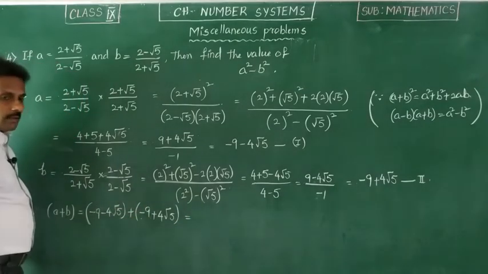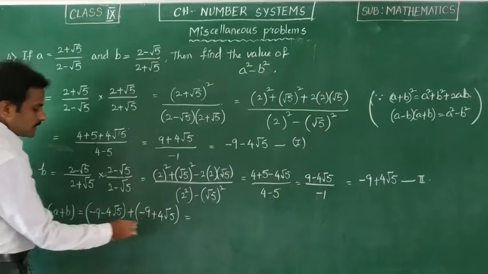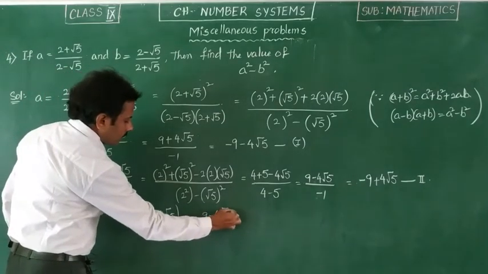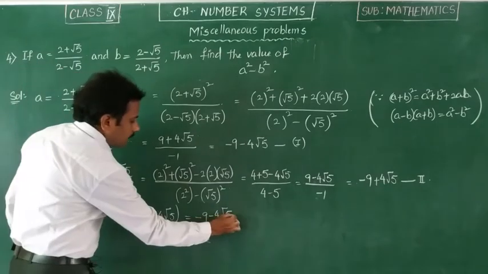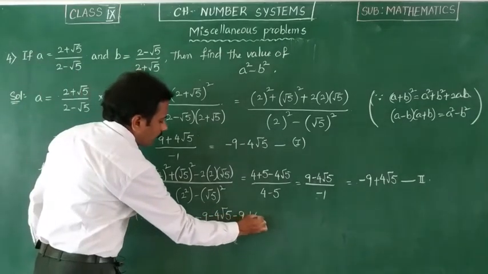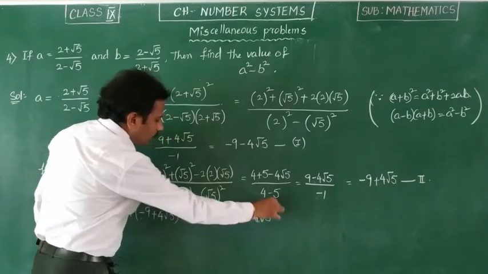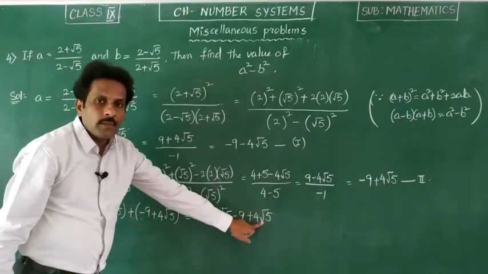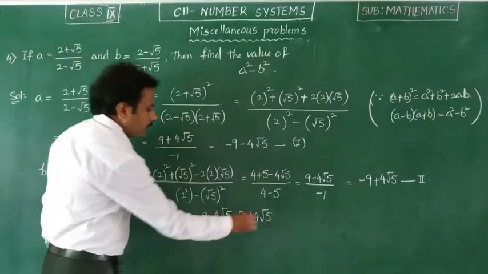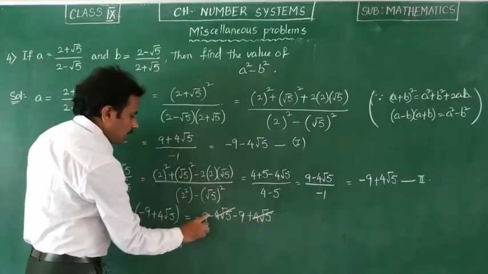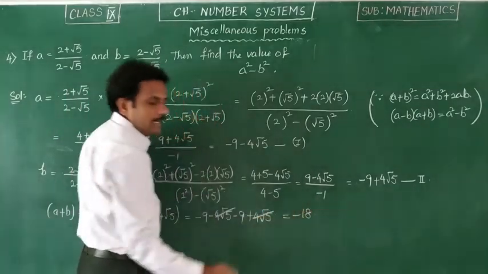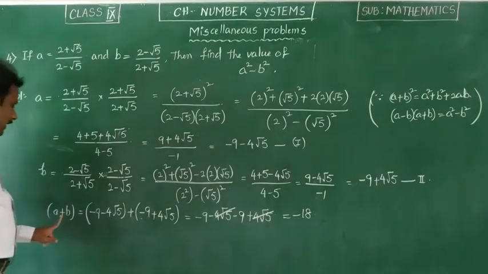Just remove the brackets, children. Minus 9 minus 4 root 5 plus of minus 9, that is again minus 9, plus into plus, that is plus 4 root 5. So here you observe, children, clearly one is positive, plus 4 root 5, and one is negative, minus 4 root 5. These two will get cancelled. Minus 9 minus 9 is minus 18. That is the value of a plus b.